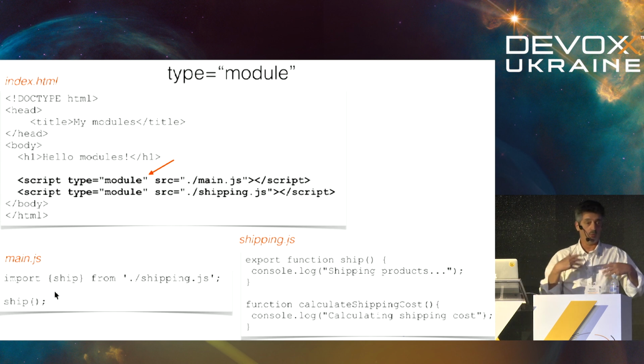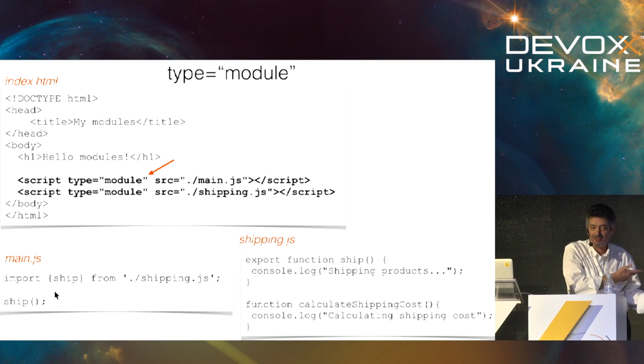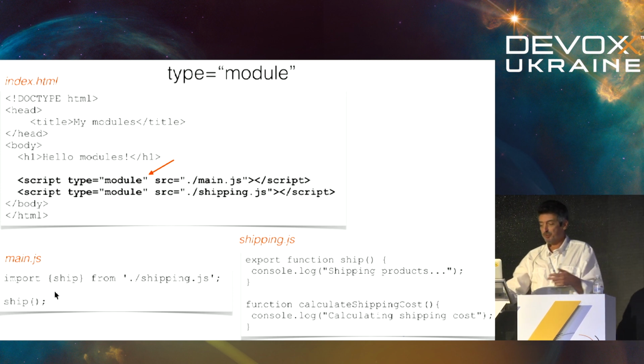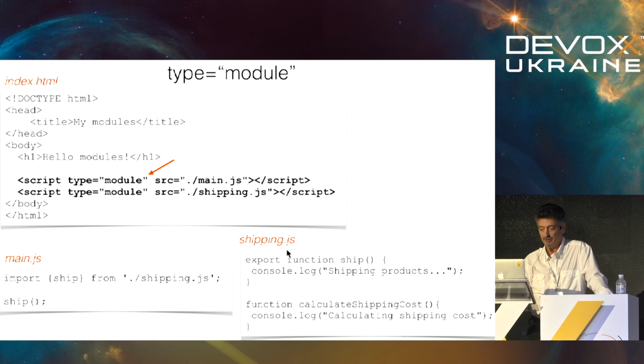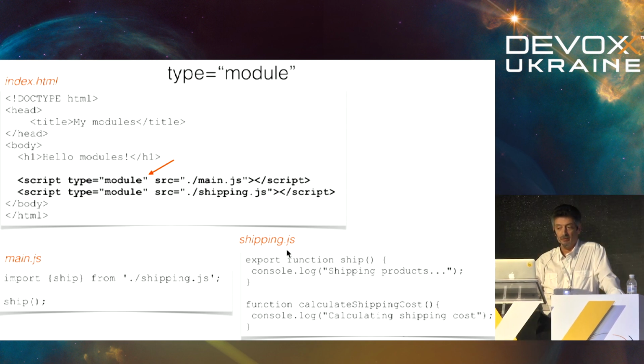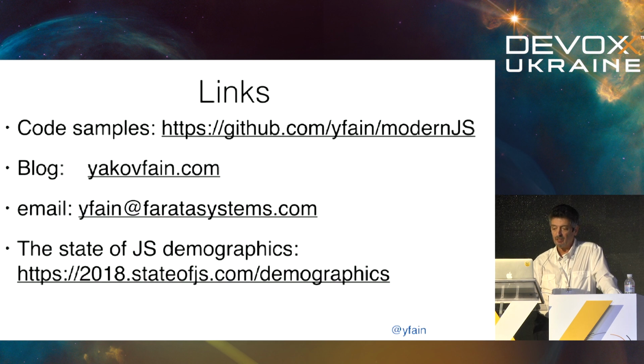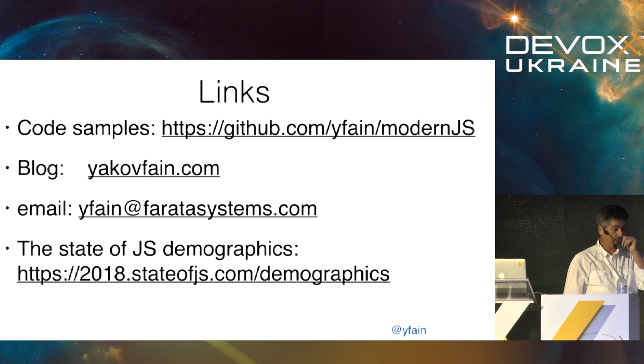Main.js is a module. Why? Because it uses import statement, import keyword. Shipping.js is a module. Why? Because it uses export keyword, correct? So things become pretty simple. And this is all I wanted to tell you.